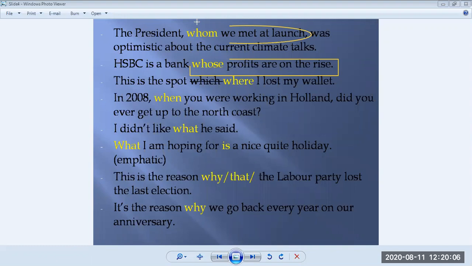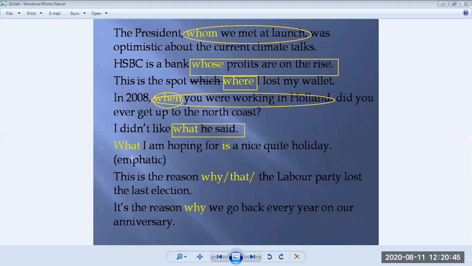It's essential information. Why? It gives special information about the spot. So in 2008, when you were working in Holland, did you get up to the north coast? This part is non-defining, which gives extra information, as well as the non-defining pronoun here. So, I didn't like what he said. What he said is essential. That's why I will put it in a square.